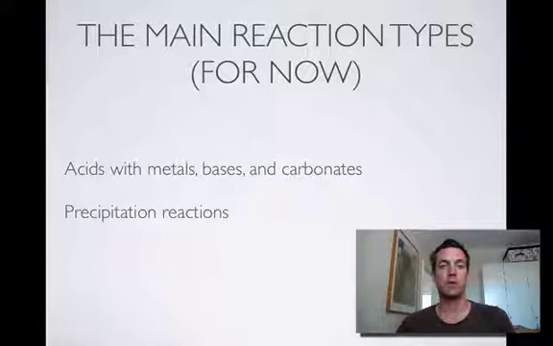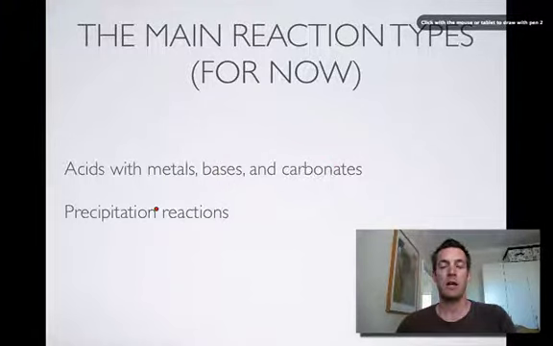Okay, so we'll look first of all at the main reaction types. Now there are others that you might get examined on, but not in semester 1. So we're going to be looking at the reactions of acids, with three main groups of substances: metals, bases and carbonates, and we'll also be looking at precipitation reactions.